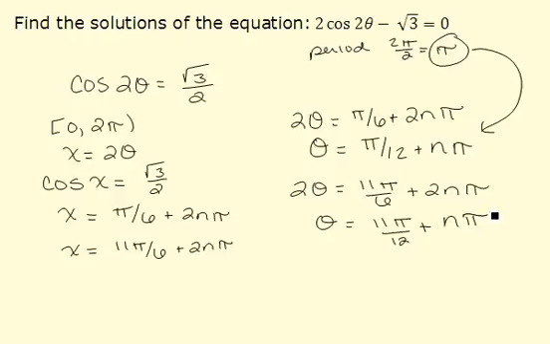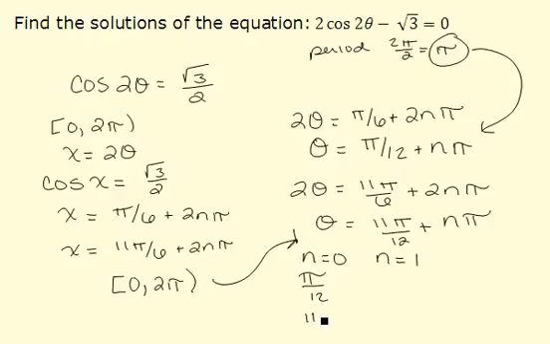Suppose we wanted to list all the solutions in the interval from 0 to 2 pi for our function, for our values of 2 cosine 2 theta minus square root of 3. We would recognize that we would have cases where n is 0 and n is equal to 1. When n is 0, our first one gives us pi over 12. Our second one gives us 11 pi over 12.